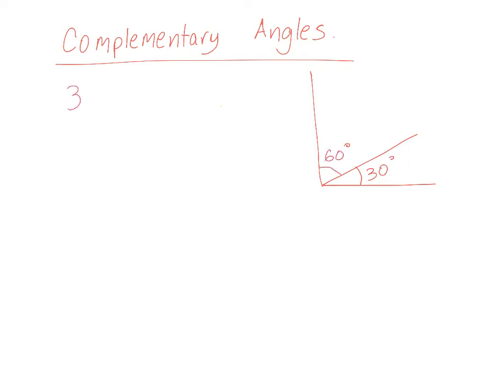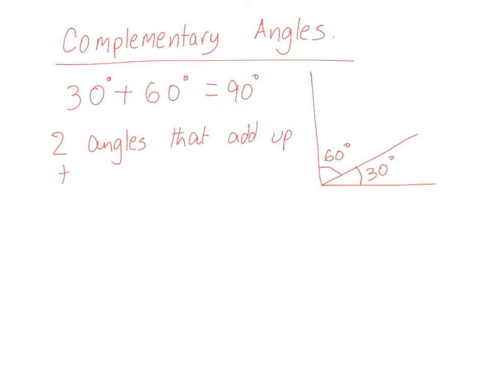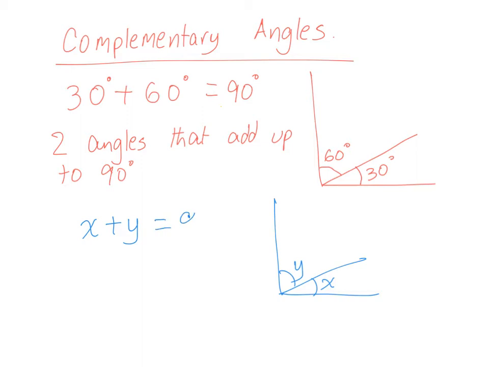So if I took 30 plus 60, I get 90 degrees. So two angles that add up to 90 degrees. Now this could be described in variables. So let's say x and y. So x plus y is 90 degrees.